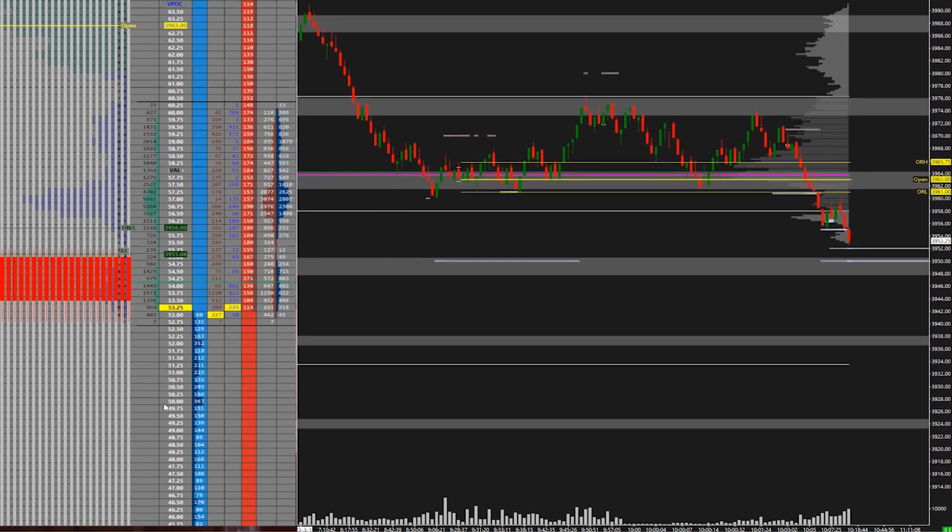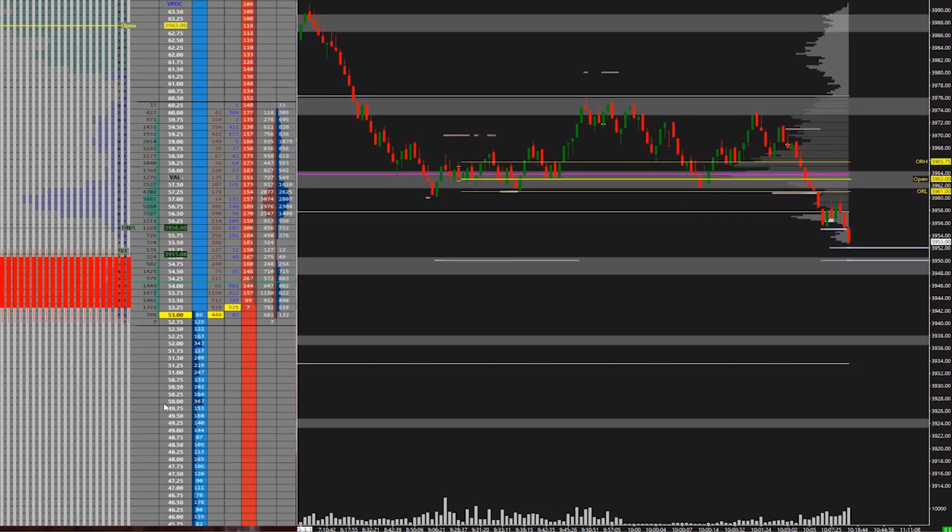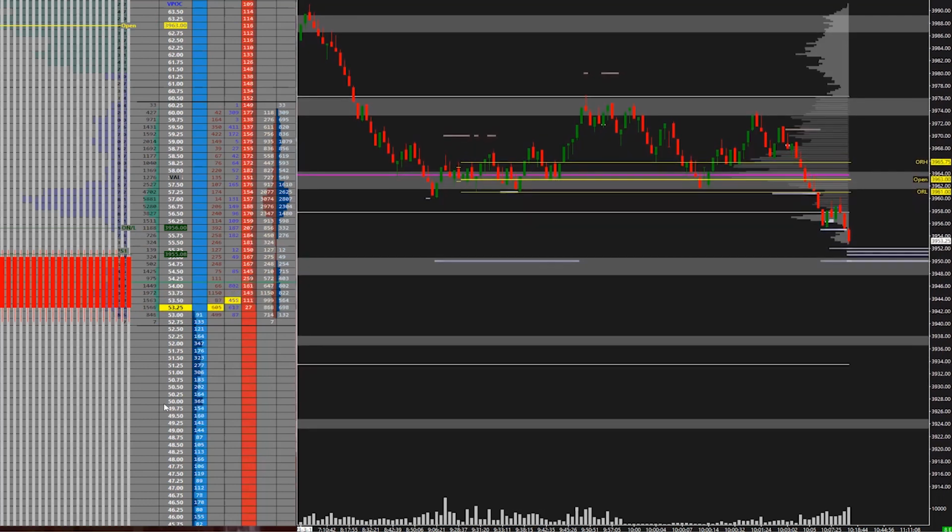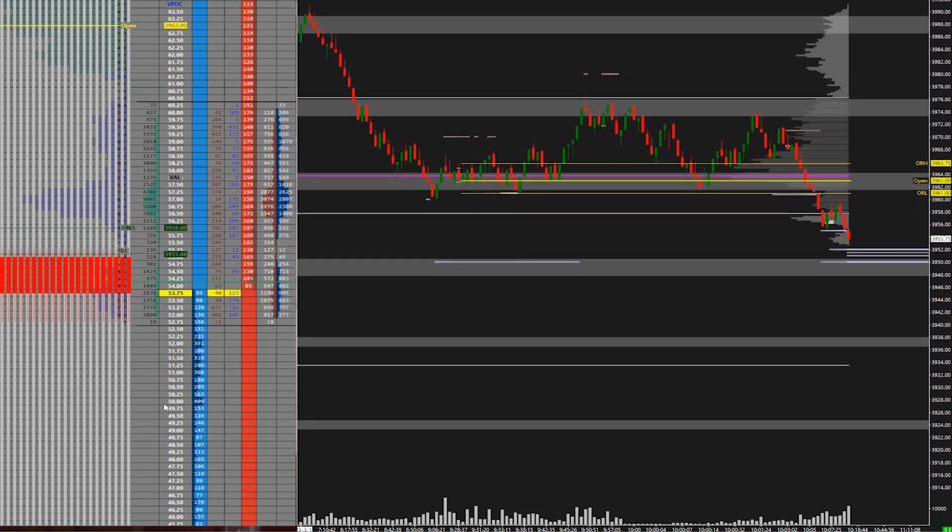And of course, the area we're interested in is 50, because 50 is where the absorption happened last time. 50 is where the massive rejection happened last time. It wasn't at 52. It wasn't at 53. If you got long 53, for example, you get stopped out at 50. That's the move that you wanted, right?